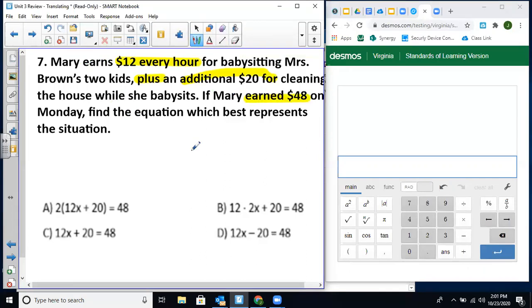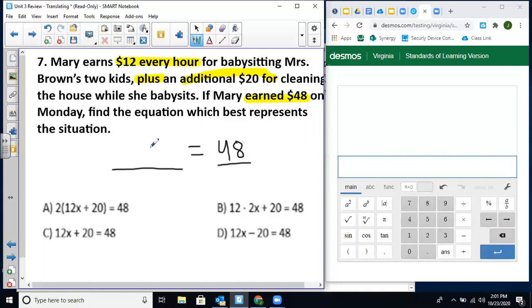let's start by writing our equal sign. And we're going to determine what's on either side of the equal sign. Well, on my right-hand side of the equal sign, we're always going to have our total. So I'm going to look here and determine which one of my numbers represents my total. So this one says 12 for every hour plus an additional $20, but she earned a total of $48 on Monday. So I'm going to write $48 as my total because that's how much Mary earned.